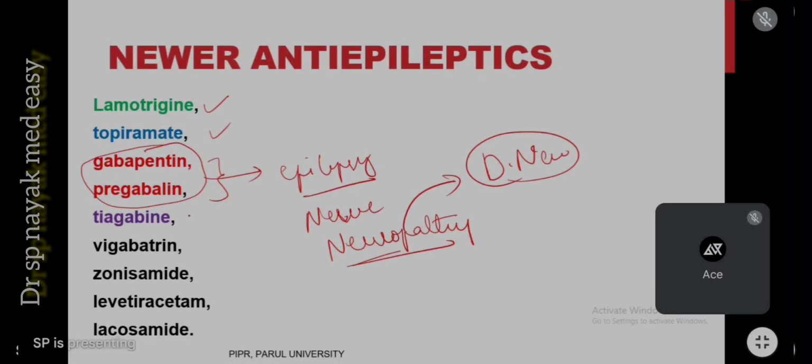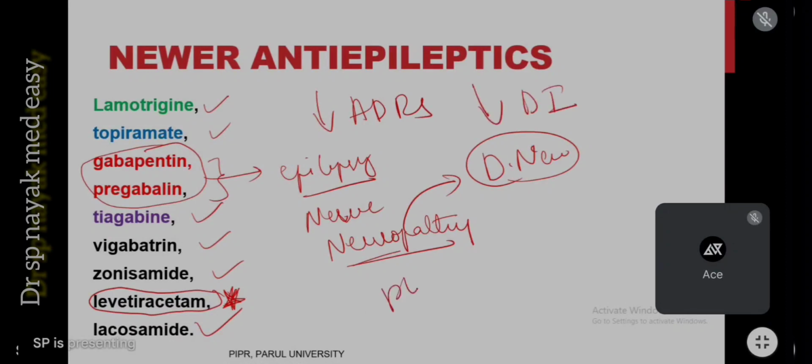And we have Tiagabine, Vigabatrin, Zonisamide, Levetiracetam, a very commonly used drug, and Lacosamide. So these are newer drugs. Their mechanism and chemical structure are not similar to other classes, and these drugs have fewer adverse effects. Remember, they have fewer adverse effects. They also have fewer drug interactions.